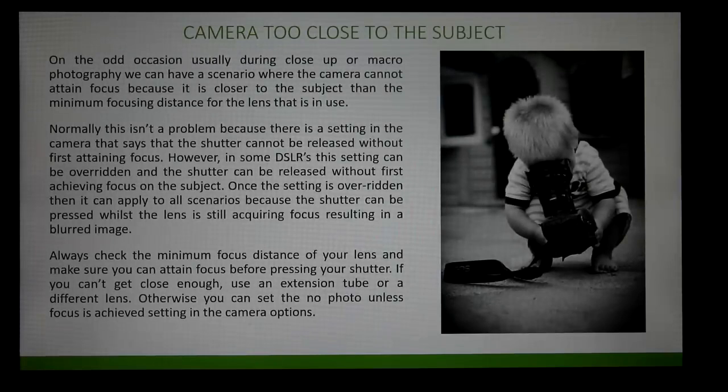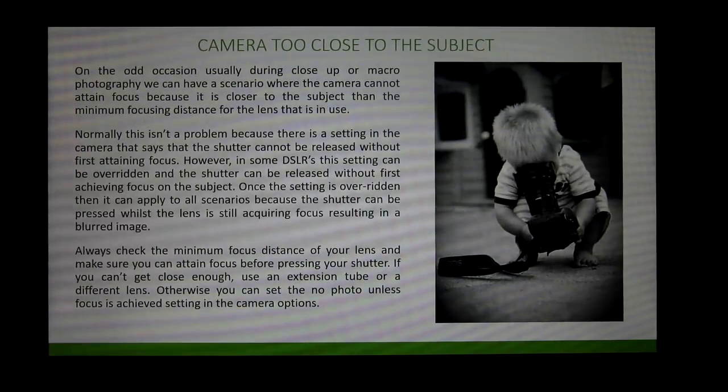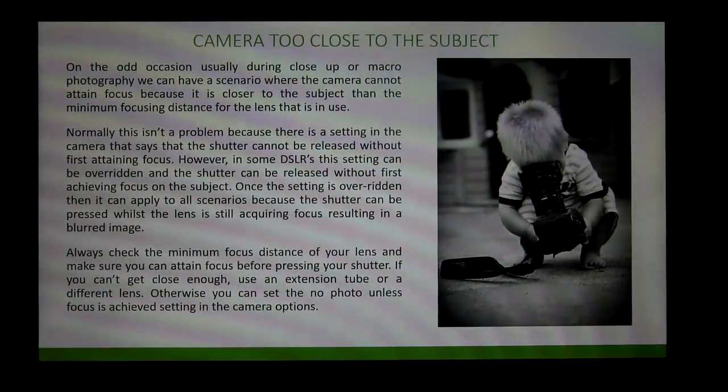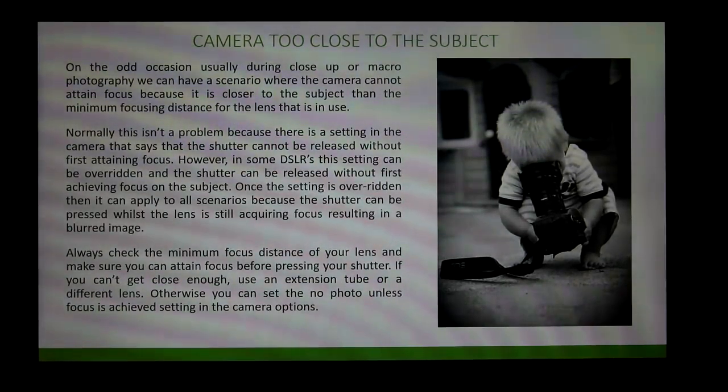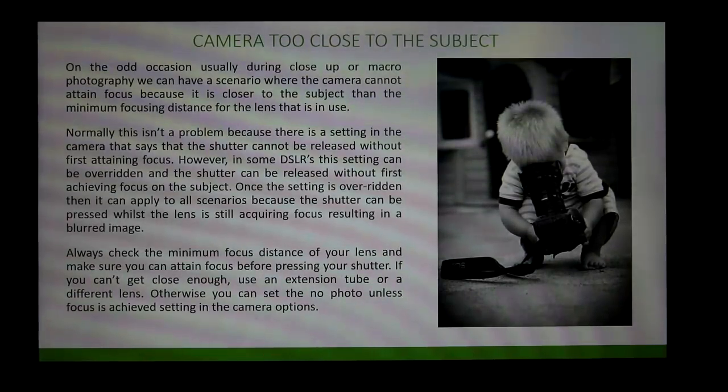Camera too close to the subject. On the odd occasion, usually during close-up or macro photography, we can have a scenario where the camera cannot attain focus because it is closer to the subject than the minimum focusing distance for the lens that is in use. Normally, this isn't a problem because there is a setting in the camera that says that the shutter cannot be released without first attaining focus. However, in some DSLRs this setting can be overridden and the shutter can be released without first achieving focus on the subject. Once the setting is overridden, then it can apply to all scenarios because the shutter can be pressed whilst the lens is still acquiring focus, resulting in a blurred image.